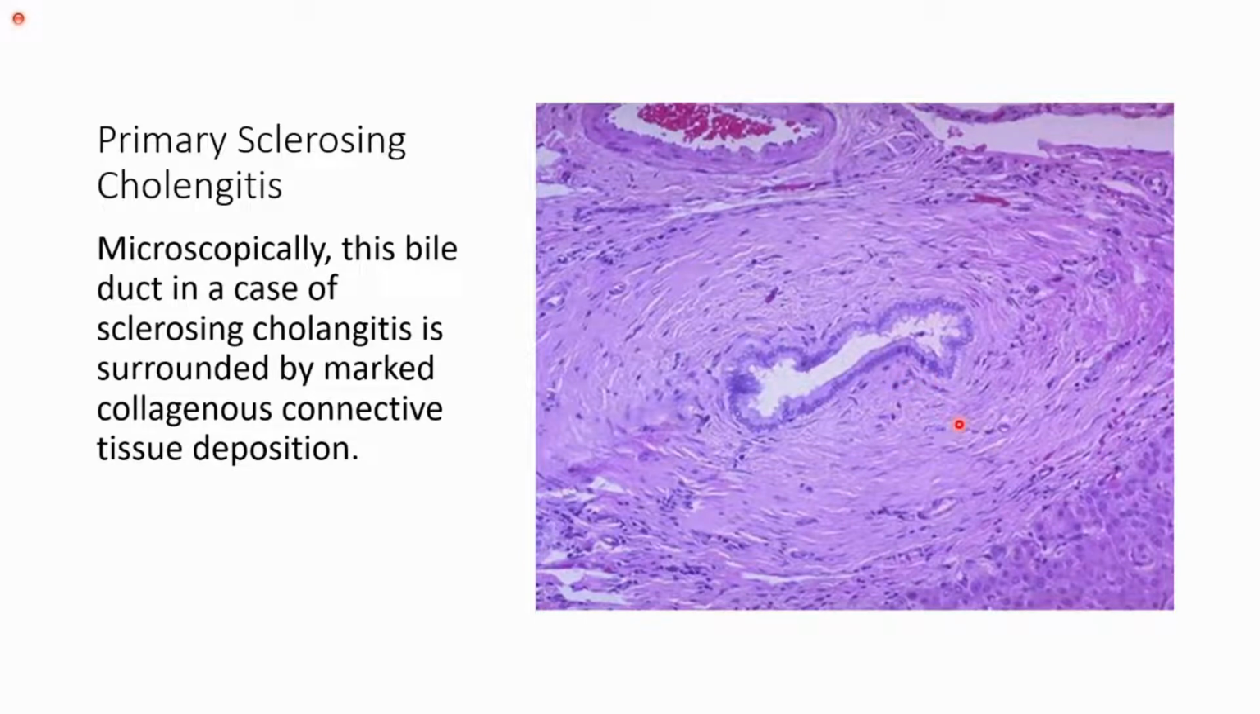Okay, what do you think is the diagnosis here? This is primary sclerosing cholangitis. Why? Because you can see onion skin fibrosis, onion skinning fibrosis, onion skin-like fibrosis around a bile duct. Okay.